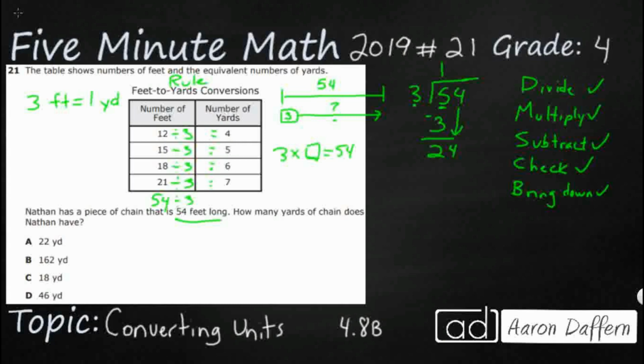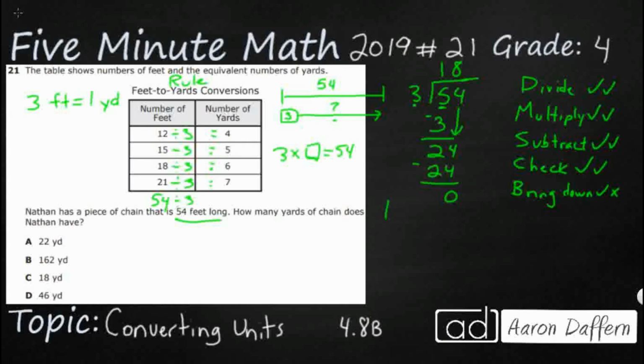3 divides into 24 8 times, and that's going to go evenly. 8 times 3 is 24. We subtract. That leaves us with 0, so there's no remainder. So check, is 0 smaller than 3? Absolutely. Nothing to bring down, which means it looks like our answer is 18.